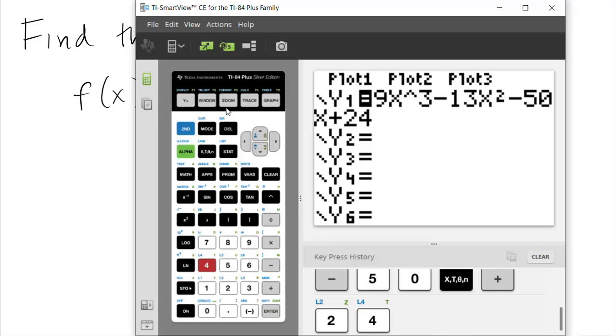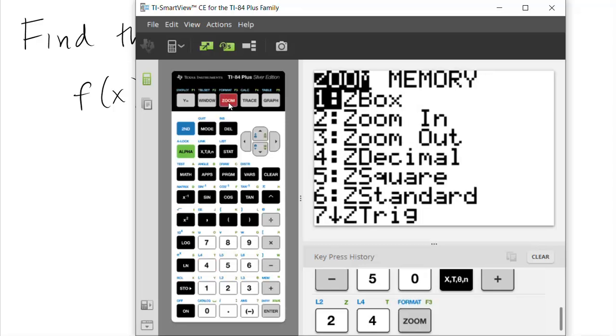And to make sure that we all get the same graph, we're going to zoom in on the standard window. We should only have to do this once. So I want you to press zoom and the 6 key to zoom to the standard window. That sets the x-axis from -10 to 10 and sets the y-axis from -10 to 10.